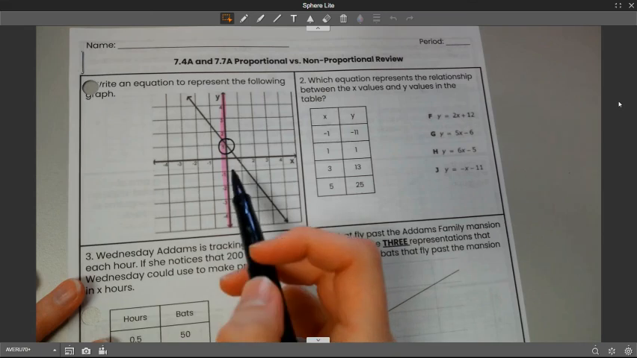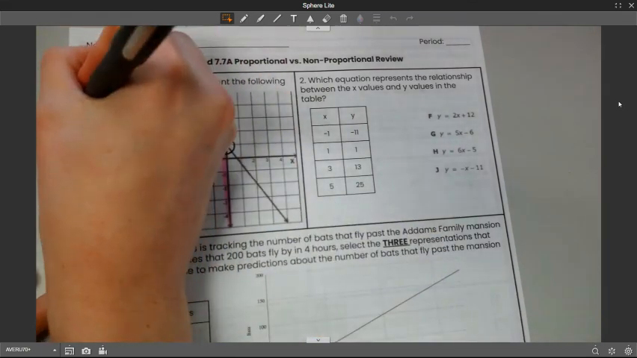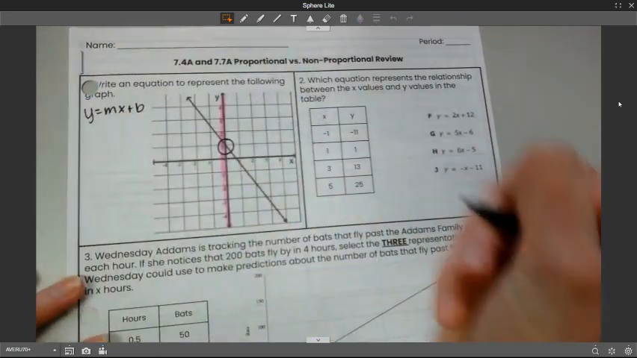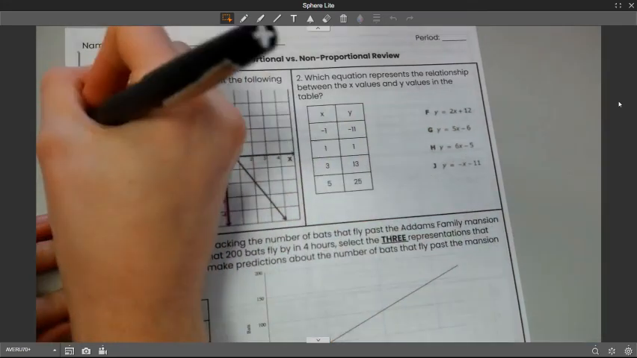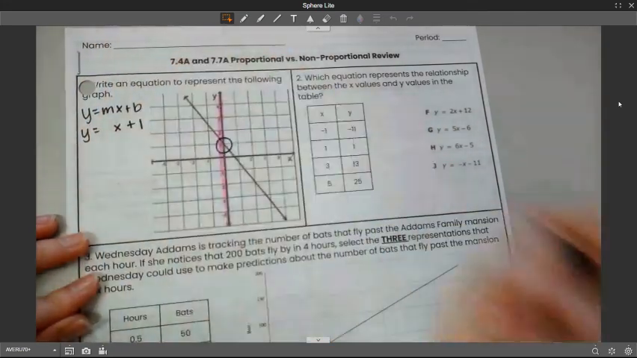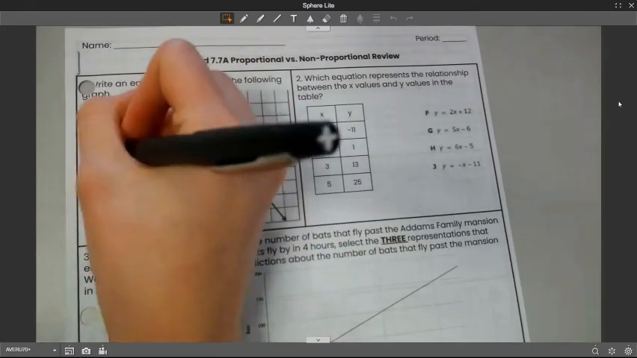I can tell this is non-proportional because it doesn't go through the origin. So the equation that I should be using is y equals mx plus b. My y-intercept is b, so I'm going to have y is equal to something times x plus 1. So now I just need to find my rate of change.